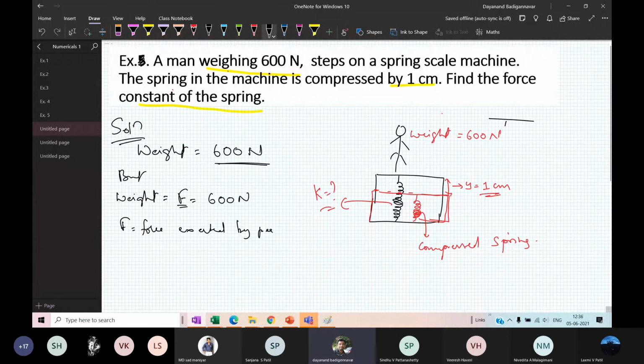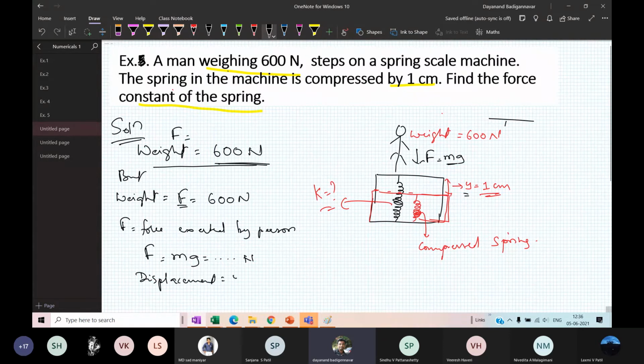That is the force exerted by the person. So how much is the force exerted? When a man stands on it, he is applying a force F equal to mass into g, where mass is the mass of this person. Therefore it is given in terms of Newton. Weight means F equal to 600 Newton. After that there is a displacement. The displacement is Y. It is 1 centimeter. 1 centimeter means 1 into 10 to the power of minus 2.